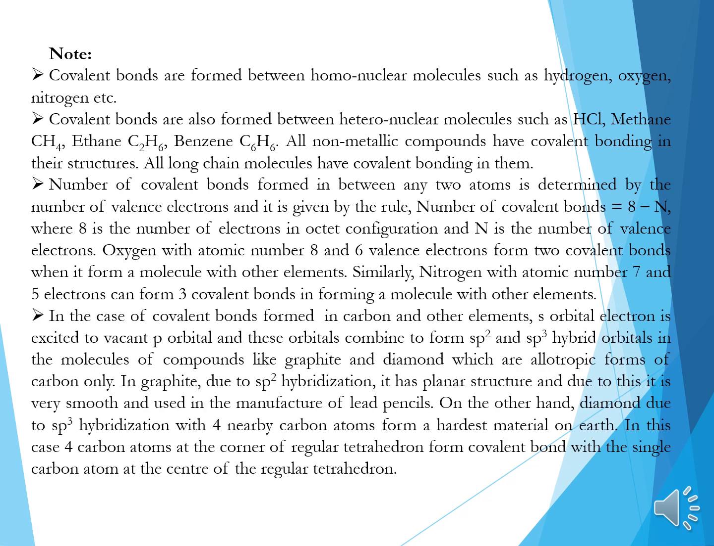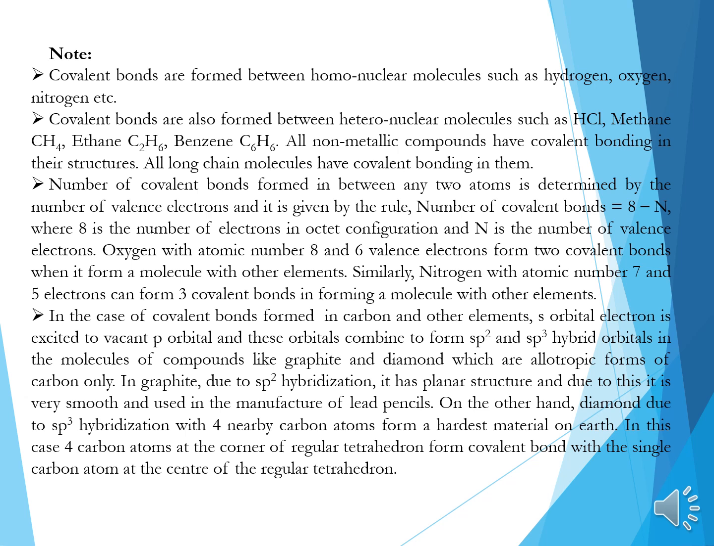Now, certain things are to be noted in covalent bonds. Covalent bonds are formed between homonuclear molecules such as hydrogen, oxygen, nitrogen. Covalent bonds are also formed between heteronuclear molecules such as HCl, methane, ethane, benzene, etc. The number of covalent bonds formed between any two atoms is determined by the number of valence electrons, and it is given by a rule: number of covalent bonds is equal to 8 minus the number of electrons present in the outer shell.